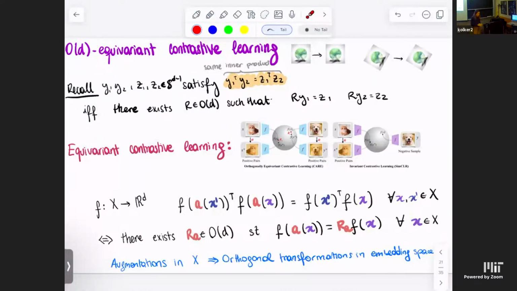Yes. I guess because it's approximate, is there motivation for trying to make this equivariant? Do you expect a better embedding or something like that?